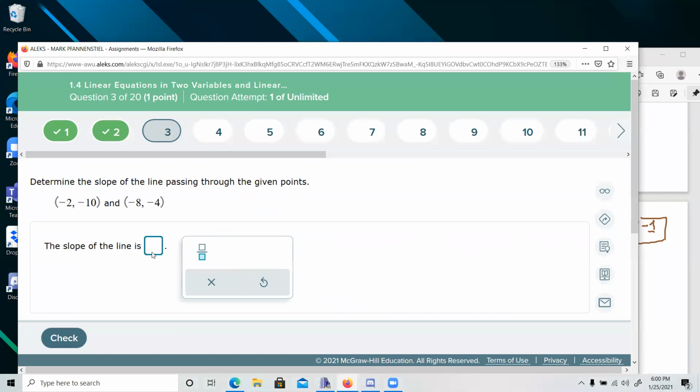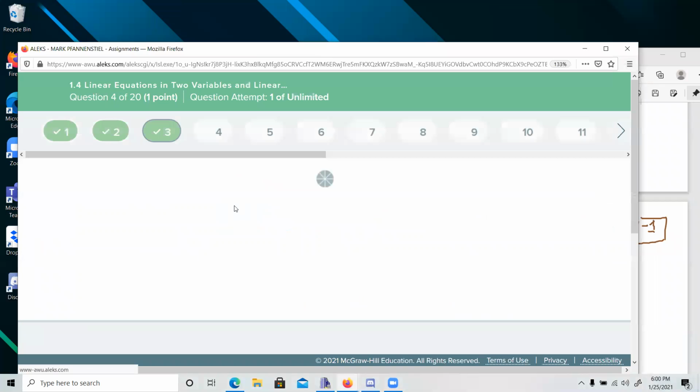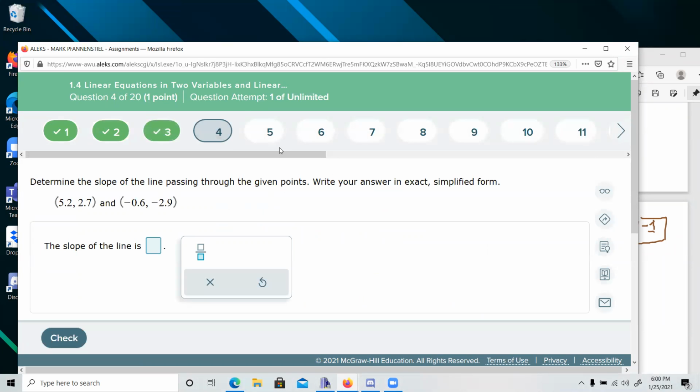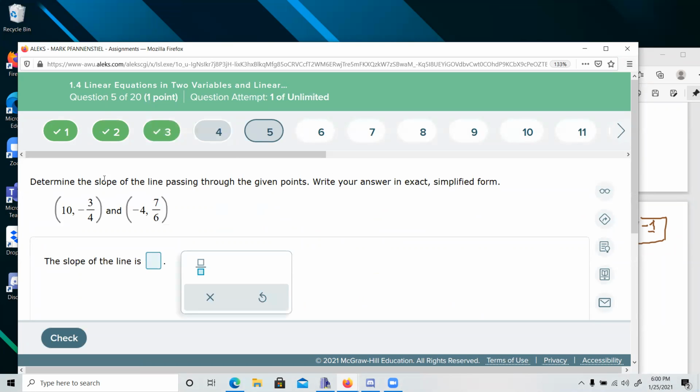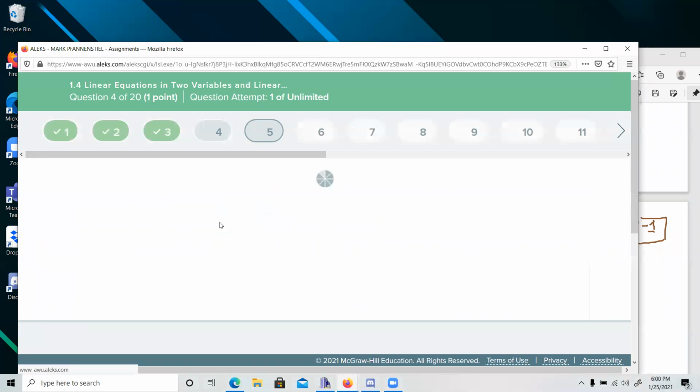Oh, so -1. Let's see. I'll come back to that one. Oh, this is the one I was waiting for. Okay. So this one we may not come back to.